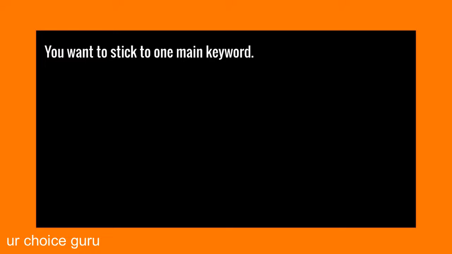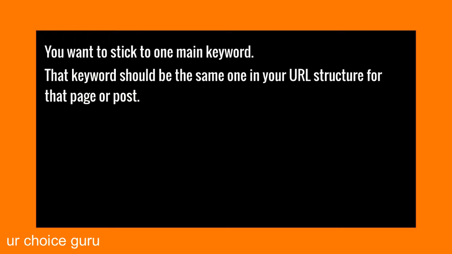You definitely want to stick to one main keyword. And you want to have that main keyword definitely in the title of your page and throughout your page. So that keyword should be the same one in the URL structure for that post or your page. Now I'm going to show you in a minute. If we hop on over to WordPress, you can name it the title, and if everything is set up correctly, the permalink or the URL structure should have that keyword, and that keyword should be spread about.